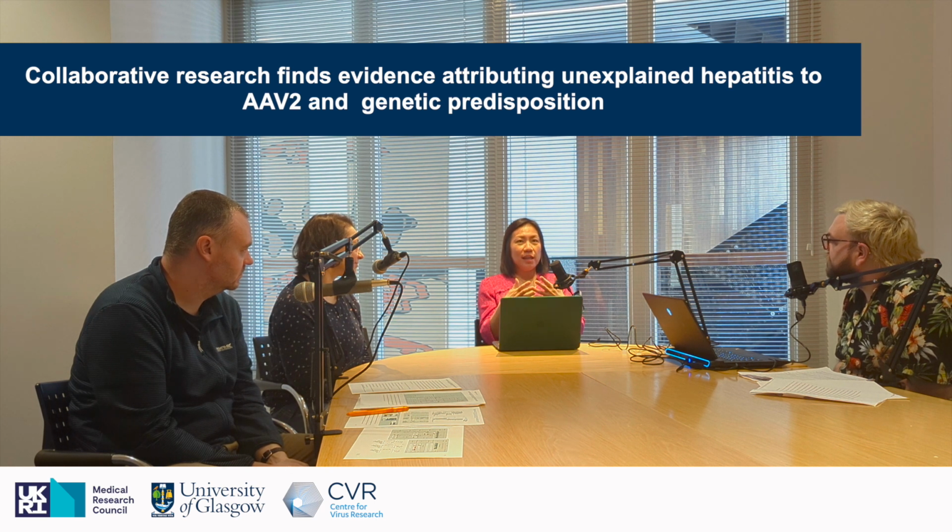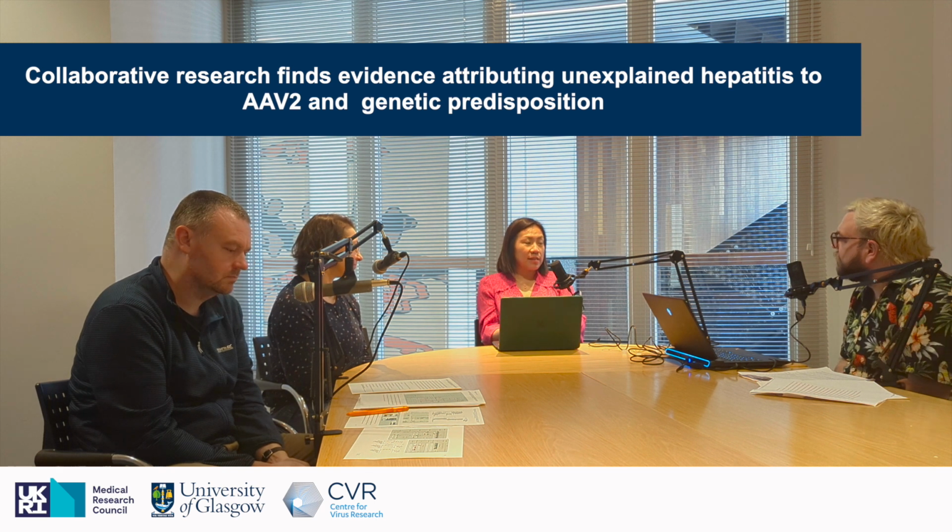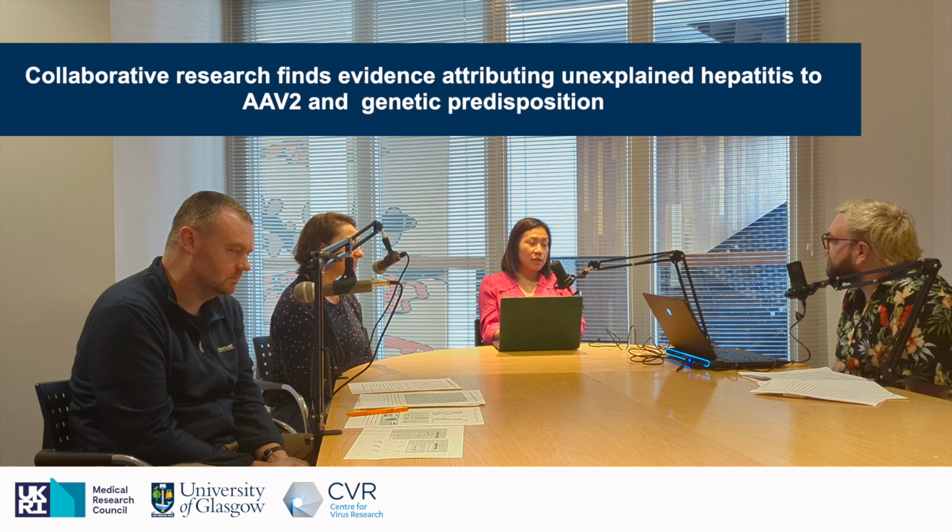But not only do you need the viral co-infection, you also need to have this allele. So you have to have all three factors, a triple hit phenomenon, in order to manifest this severe hepatitis. So it's a really exciting finding.